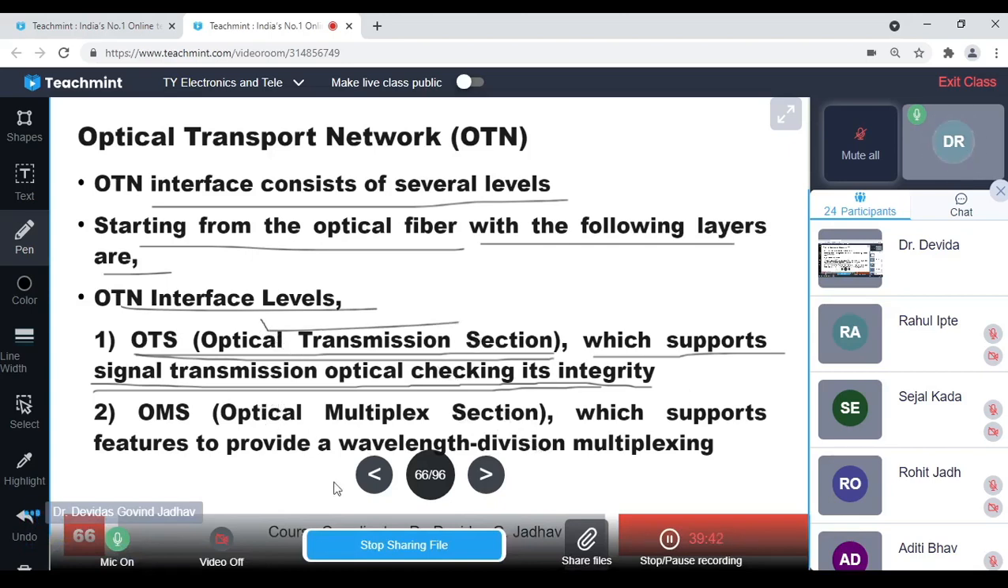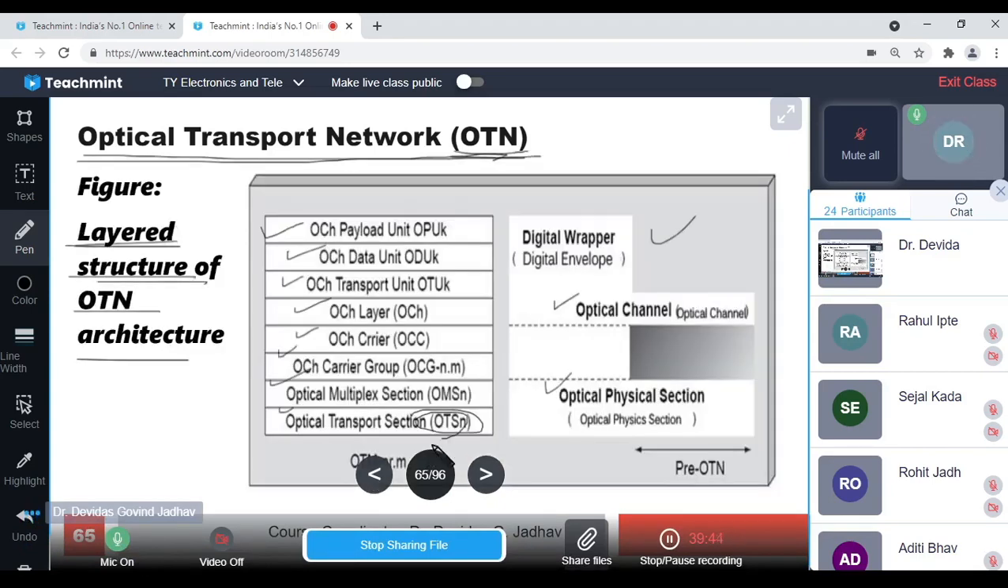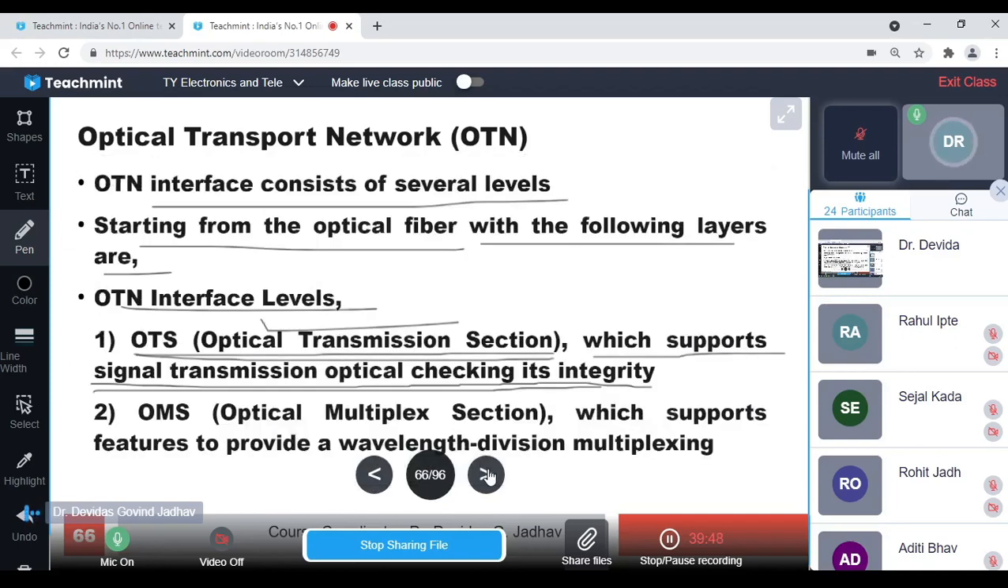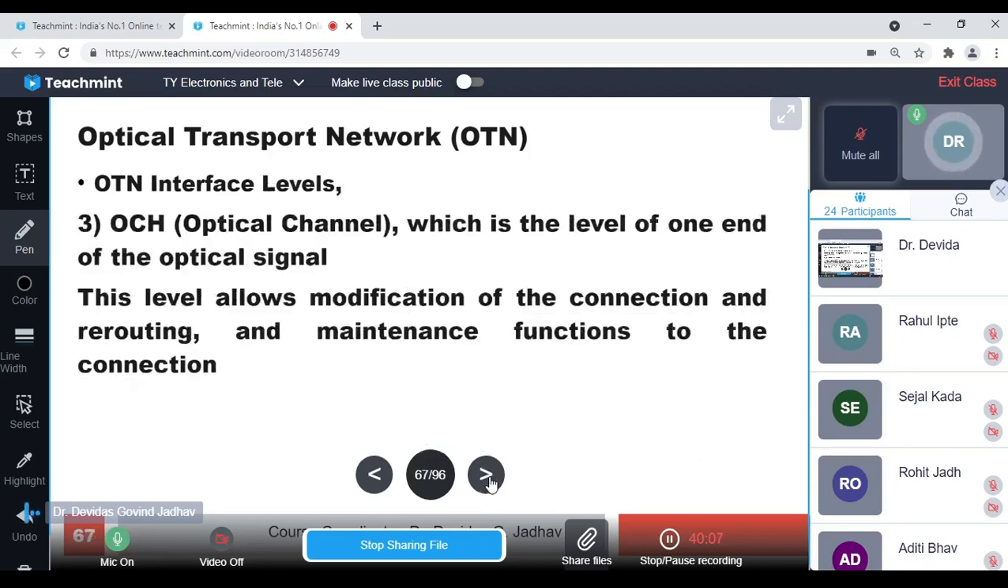Then OMS, that is optical multiplex section. After checking in the optical transmission section, the multiplex section will support the feature to provide wavelength division multiplexing. It will multiplex the various waves. Wavelength division multiplexing is achieved.